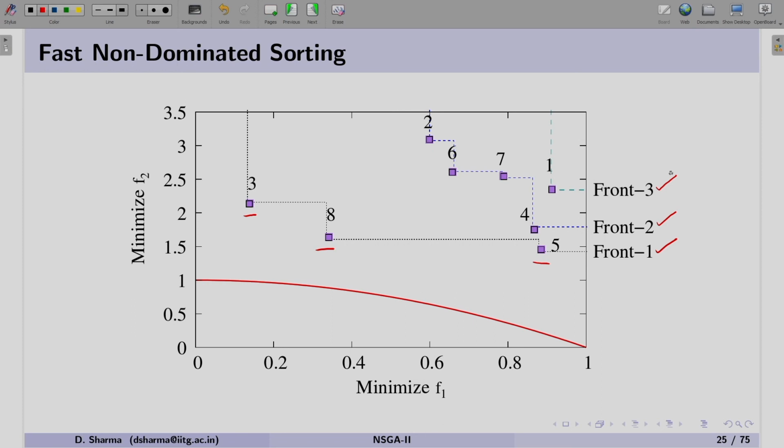Non-dominated sorting will help us to identify the good solution, average solution or bad solution. Those solutions are sorted into the different fronts. So, this non-dominated sorting will help us in improving the convergence of the algorithm. So, assigning the rank, associating the solution with the fronts will help us in the convergence.